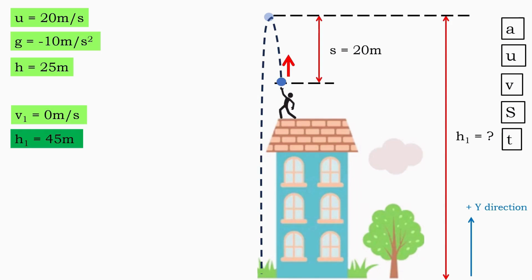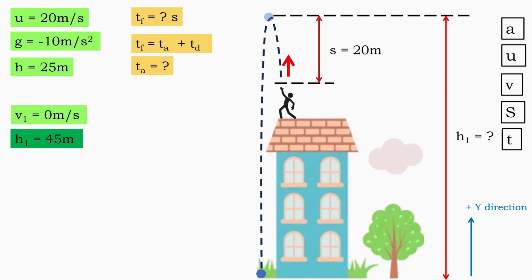Now, let us calculate the total time of flight of the ball. To do this, we need to understand that the total time of flight consists of two parts. The first part is the time of ascent, which is the time taken by the ball to move upward until it reaches the highest point. The second part is the time of descent, which is the time taken by the ball to fall from the highest point to the ground. Let us first calculate the time of ascent. We will denote it by TA.